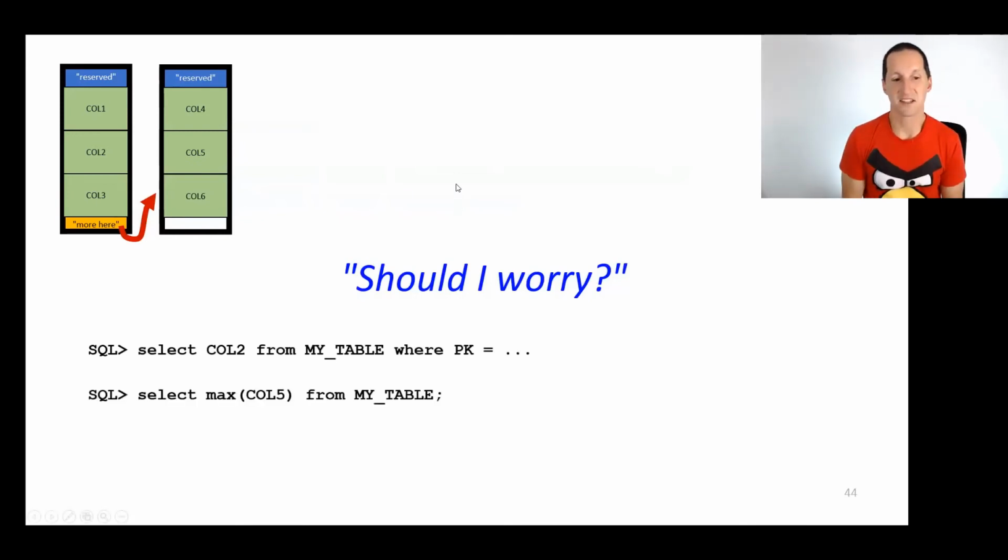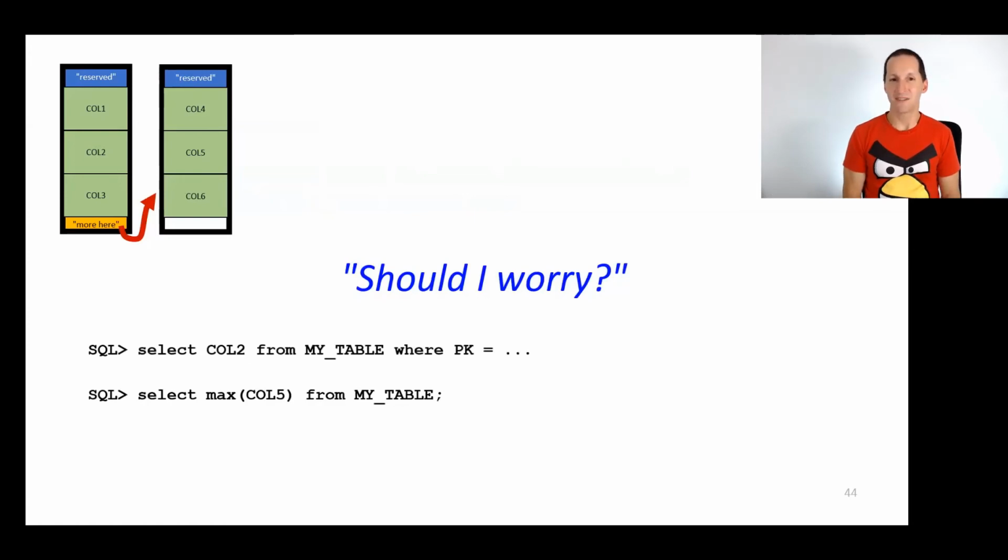Let's look at this one. Select maximum column 5 from my table. How about that? Is that a drama? Well, that's not going to be a drama either. Why? I'm not doing any index reads. So what the database will do is it knows it's going to scan every single block from the low high water mark to the high water mark, but for the ease of discussion, it's going to scan every single block for that table, looking for column 5 to get the maximum value.